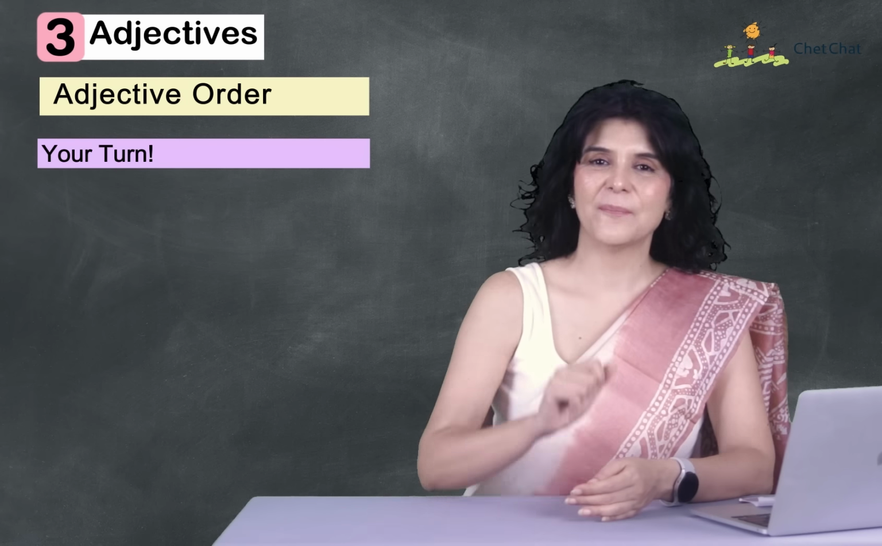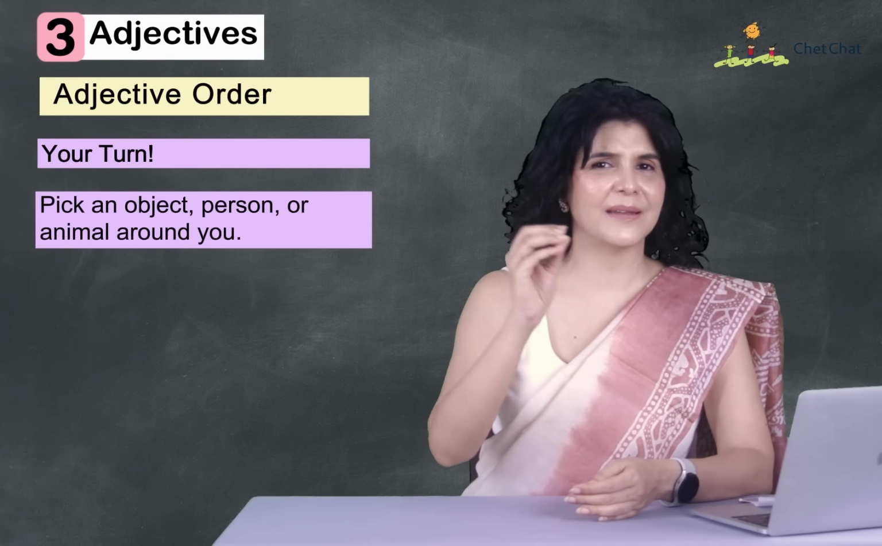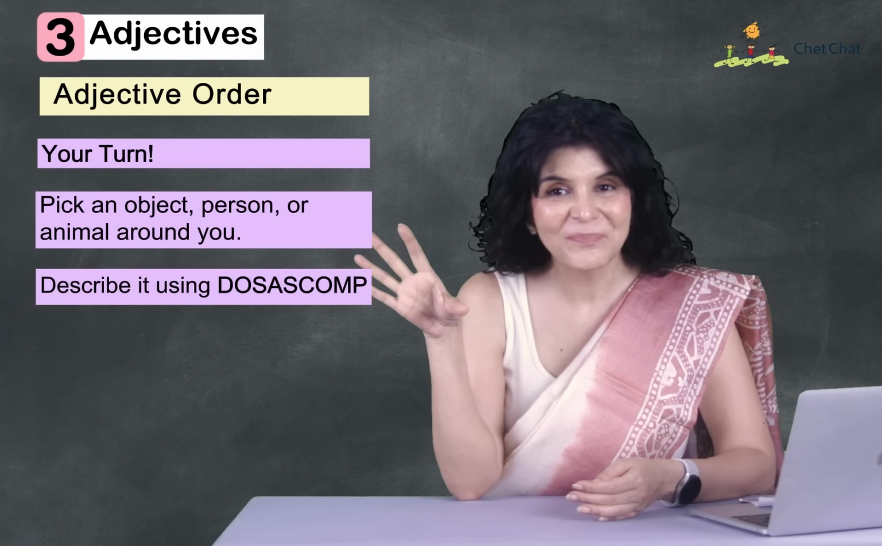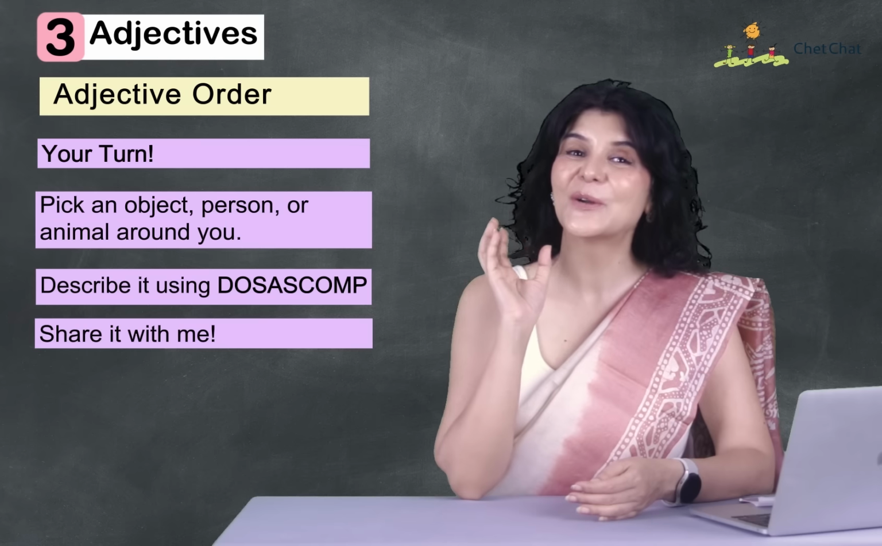Now your turn. Pick an object, a person, an animal or anything around you. Describe it using DOSA's COMP and share it with me. All of us are going to enjoy reading each other's descriptions. Okay.